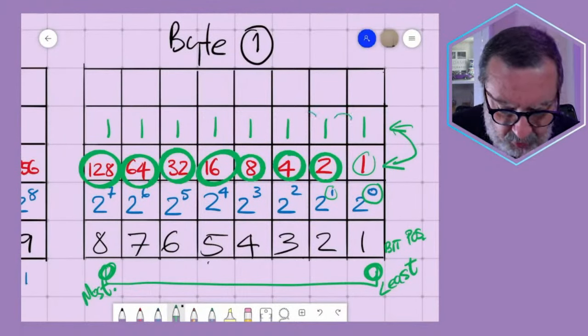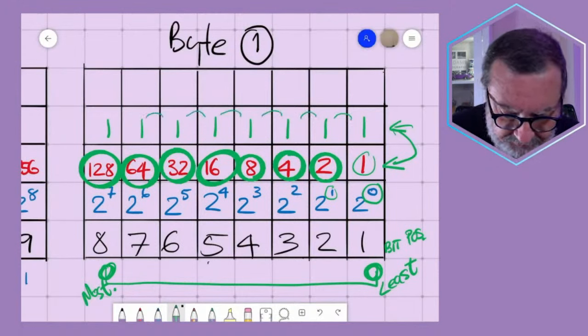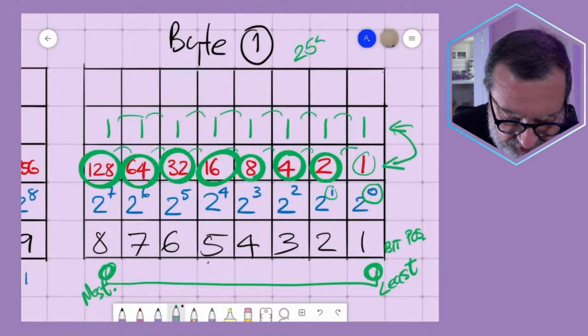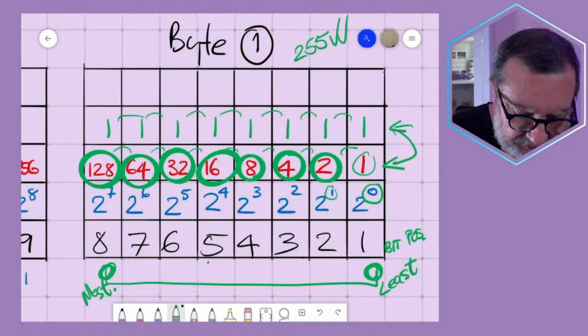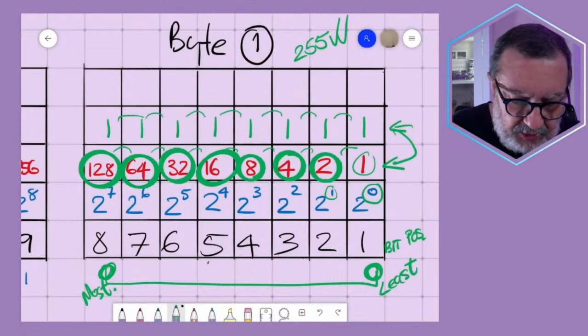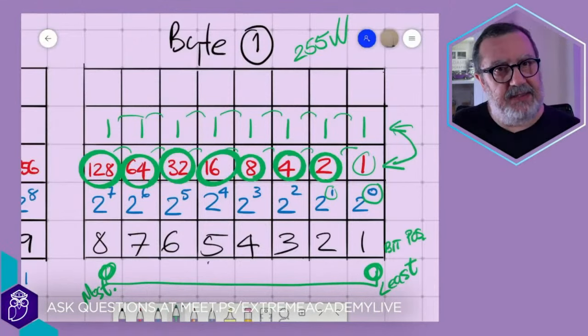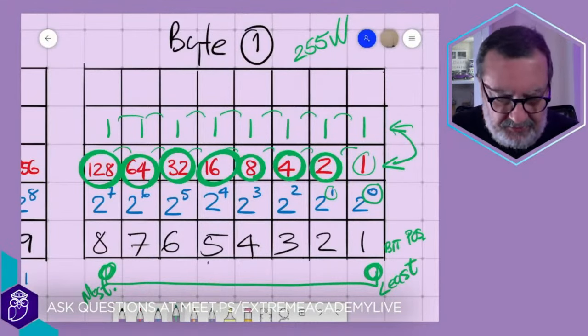Now we've put a 1 in each one of these over here, and that is representing these values here. If I sum all of these values together, I end up with a number, and this is what I saw most of you had: 255. So 255 is 128 plus 64 plus 32 plus 16, and so on. That's how you got to 255.